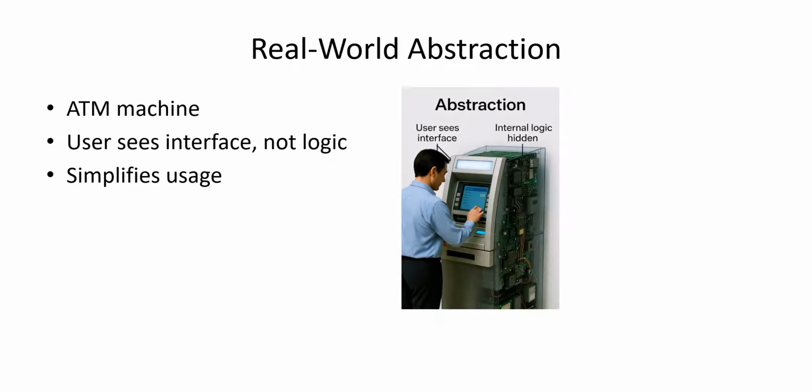This slide gives a real-world example of abstraction using an ATM machine. When you use an ATM, you only see the interface. Insert card, enter PIN, withdraw cash, check balance. You don't see how the ATM connects to the bank server, how it verifies the PIN, how it checks your balance, or how it counts the cash internally. All that complexity is hidden from the user. This is exactly what abstraction does in software. It hides internal details and provides a simple interface. This makes the system easy to use and reduces the chances of user errors.